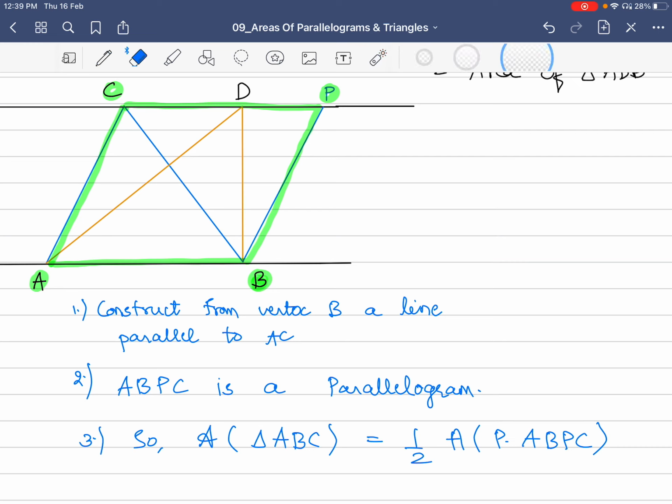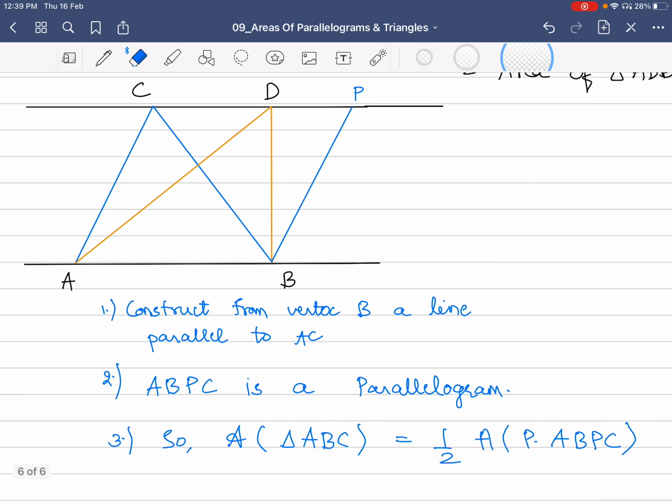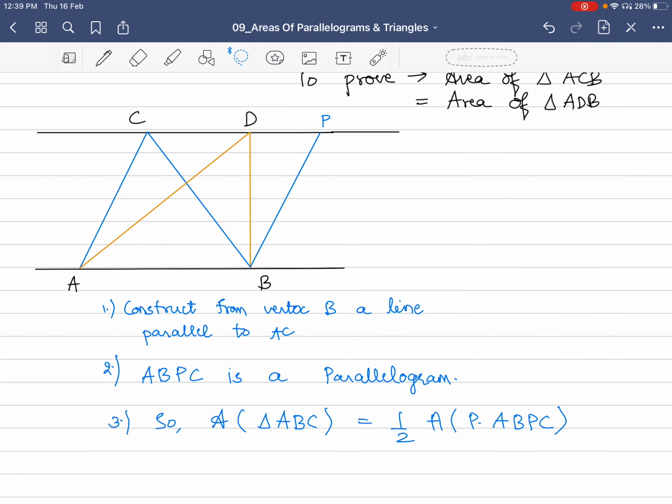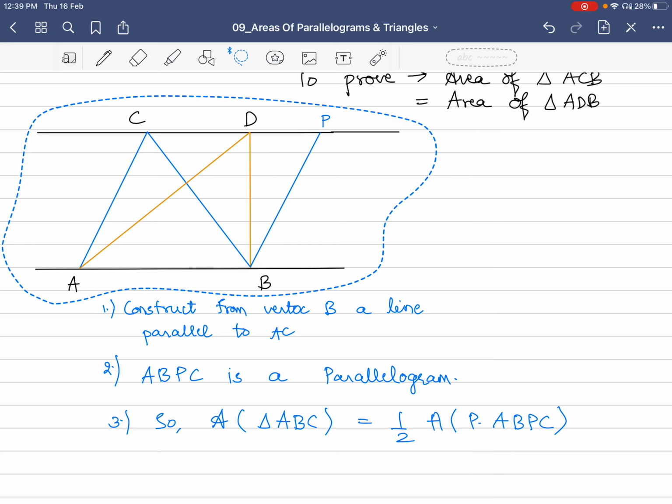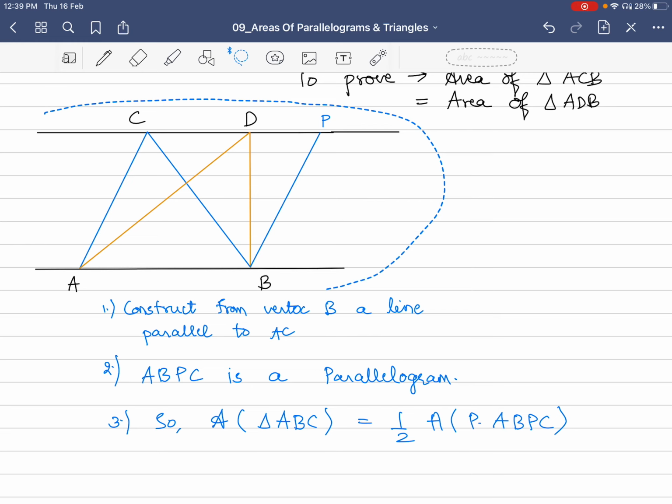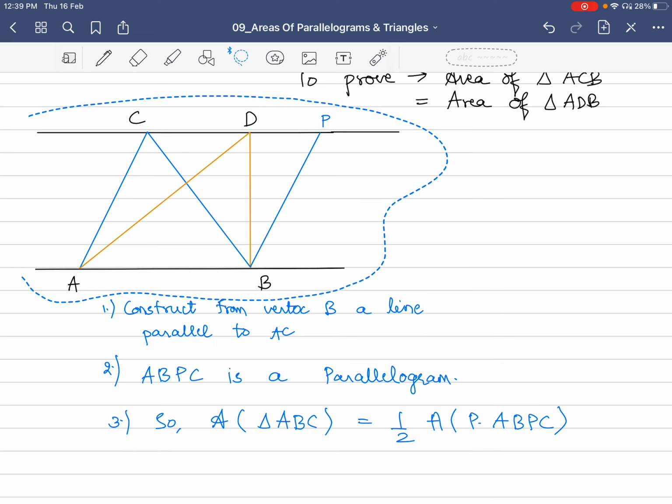Now this completes step 1, where we have shown that the area of the triangle is half of its parallelogram. Now let's remove the highlighted things. So this is gone. Now in step 2, let's do one thing. We'll create a copy of this so that it's easy to discuss.